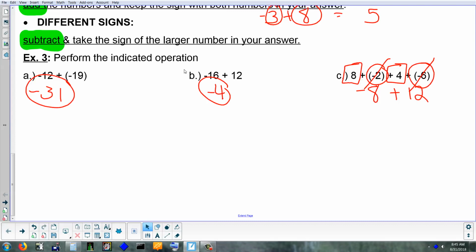I think I know what you're thinking. Every once in a while I can read minds. Just don't tell my wife that, okay? Ellie, are you thinking this because the signs are different? What are we looking for in like terms? Someone tell me, raise your hand. Mary? The same variable and same exponent. Same variable. There's no variable here though. That's okay. They're both regular numbers.